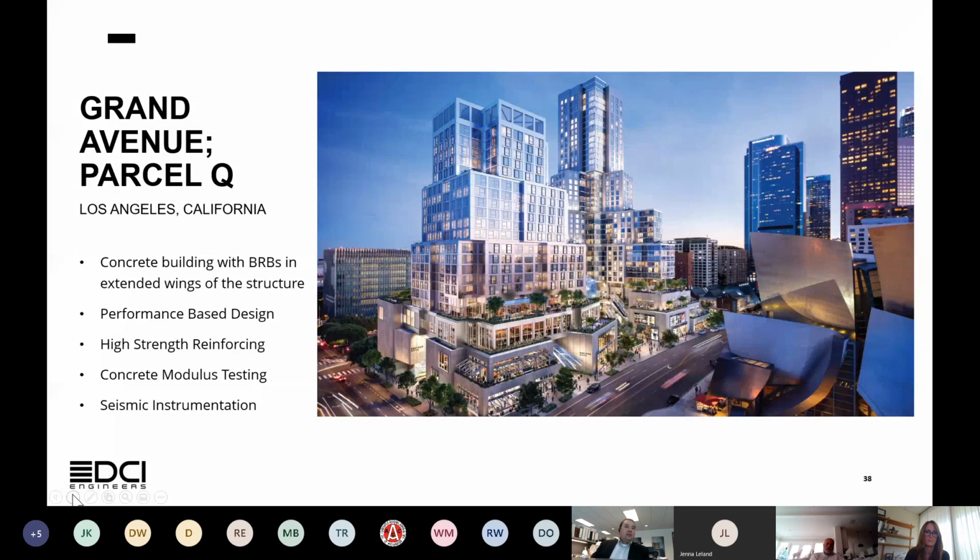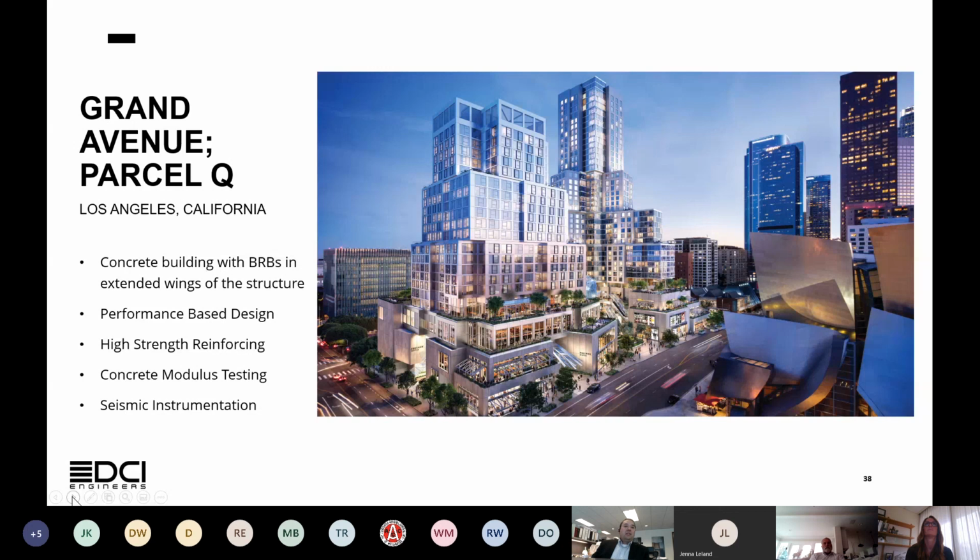A couple of other notable things about this particular project, being located in Los Angeles, they have softer aggregates down there. So the city of Los Angeles has started requiring modulus testing on the concrete mixes. So we did have to specify concrete testing to make sure that the stiffness matched the minimum of what we were expecting for both the lateral system and the slab, the flat work.